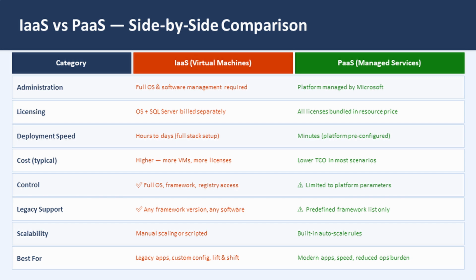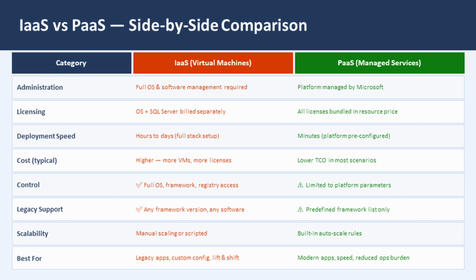Deployment speed is one of the most tangible differences. An IaaS setup for our web application scenario could take hours to a full day when you factor in all the configuration. PaaS gets you live in minutes. Cost. In most scenarios, PaaS has a lower total cost of ownership.